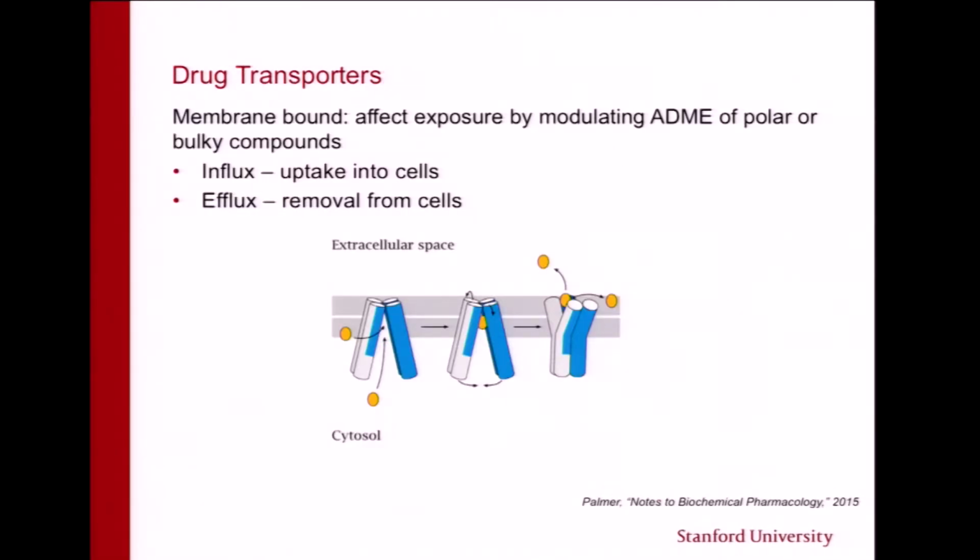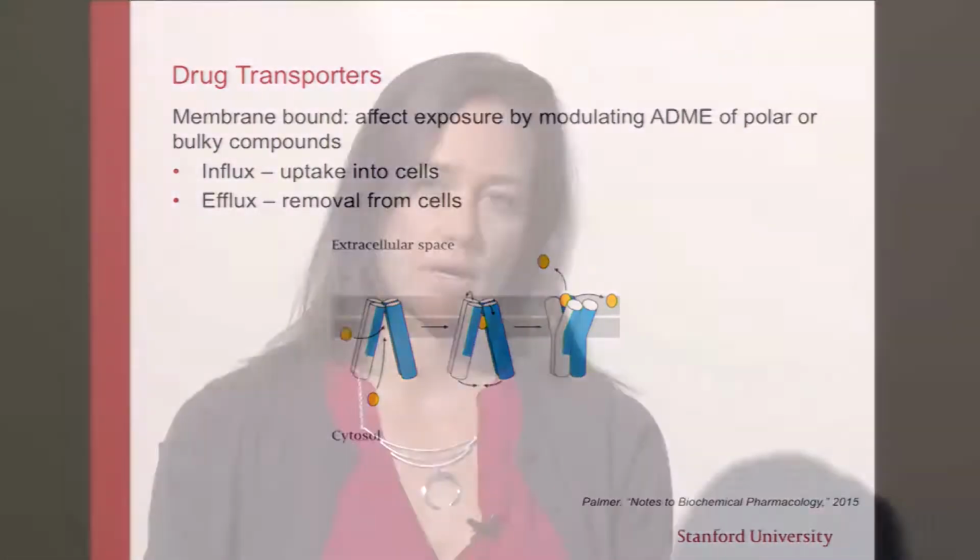So drug transporters are proteins that are bound in the cell membranes, and they are in contact with both the intracellular and the extracellular materials, and so they can bind these large polar compounds on one side of the membrane, and through conformational changes, transfer that compound to the other side of the membrane. And there are two ways that works. One is through influx, which is uptake into the cells, so taking a compound that's on the outside of a cell and moving it to the inside of a cell. The other way they can work is through efflux, which is the opposite, taking something that's inside of a cell and moving it to the outside of a cell.